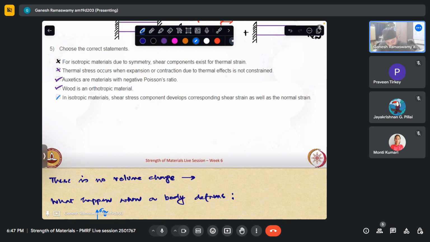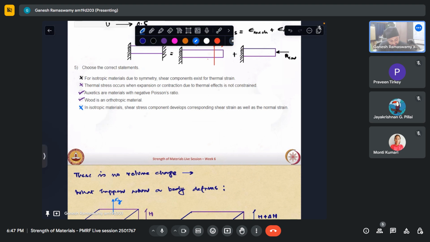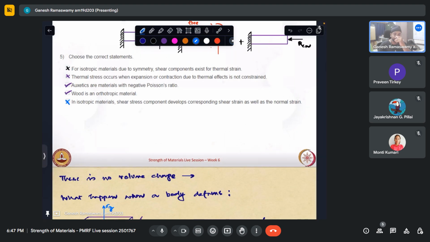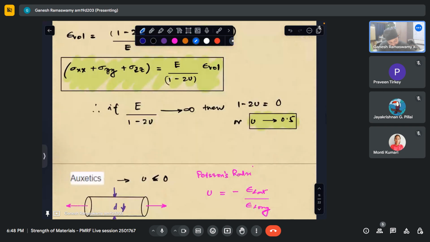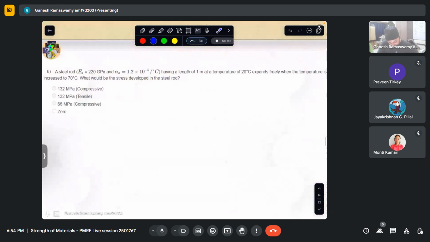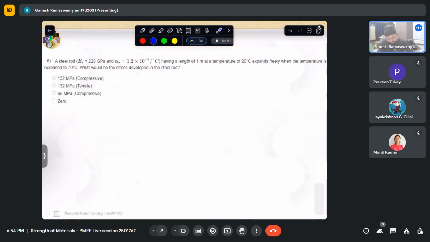So this is incorrect. I hope it is clear. Are there any questions at this point? Okay, so I take it that everything is clear. So let us move forward then. Let us look at this question in the meantime.